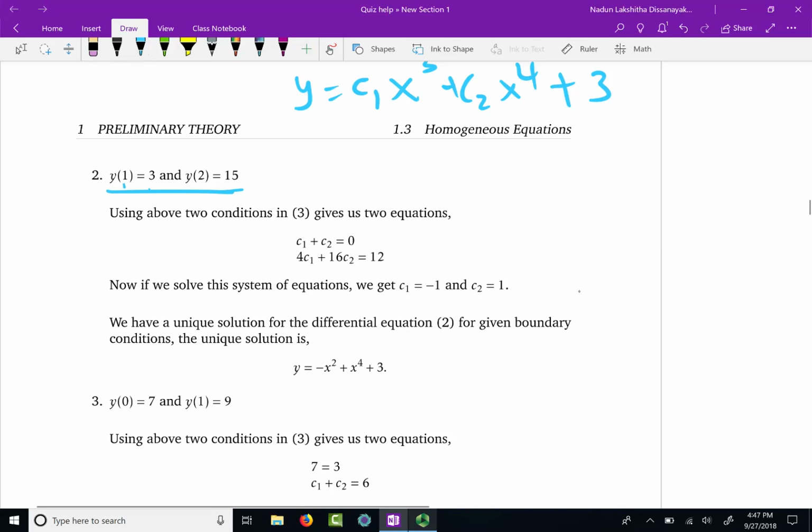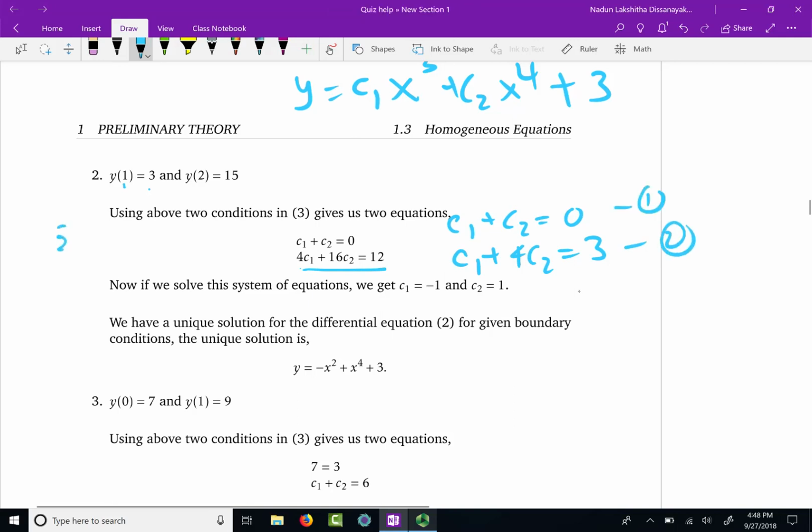In the second equation, 4 is a common factor, so let's divide by 4. The first equation is C1 plus C2 is 0. If you divide the second by 4, C1 plus 4C2 is 3. Now let's subtract the first equation from the second. C1 cancels out, and 4C2 minus C2 is 3C2, which is equal to 3. What is C2? C2 is 1. So if C2 is 1, we can substitute 1 here. What does it mean?